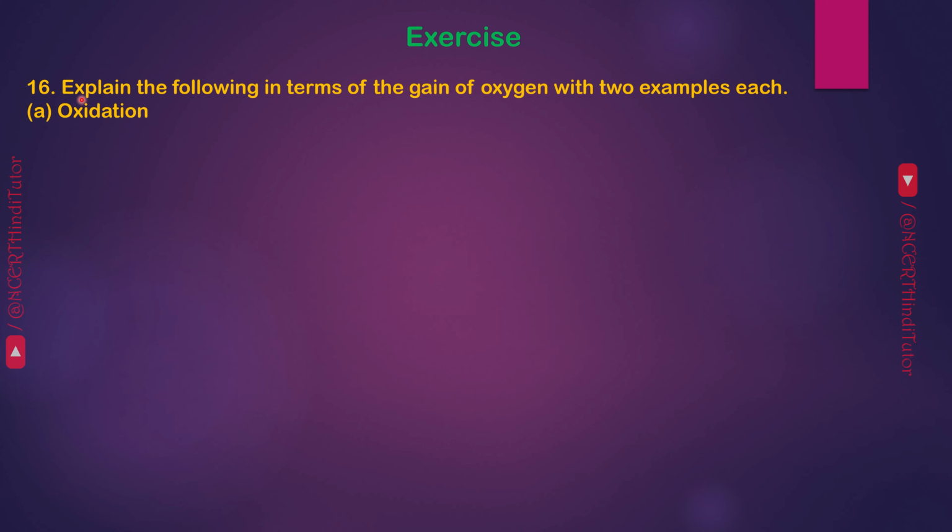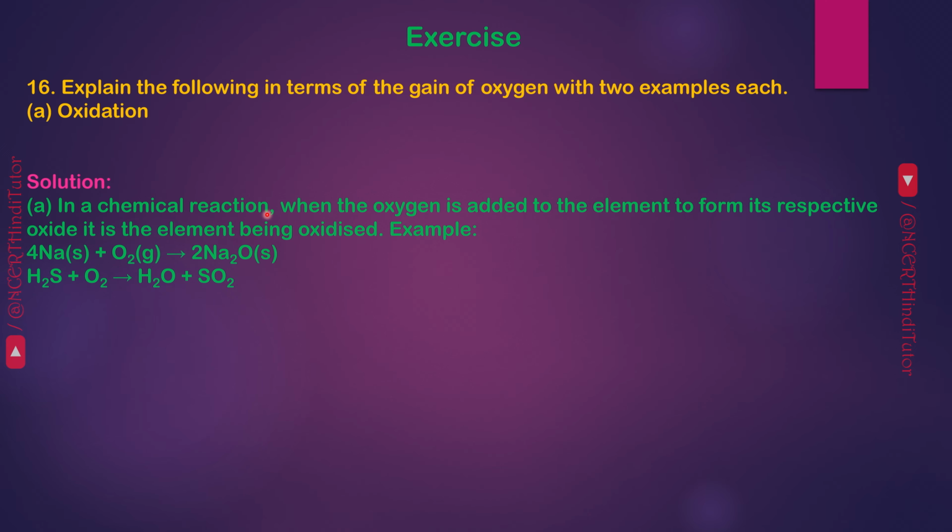Question 16. Explain the following in terms of the gain of oxygen with two examples each. A. Oxidation. Answer: in a chemical reaction, when oxygen is added to an element to form its respective oxide, the element is said to be oxidized. Example: 4Na plus O2 gives 2Na2O solid. H2S plus O2 gives H2O plus SO2.